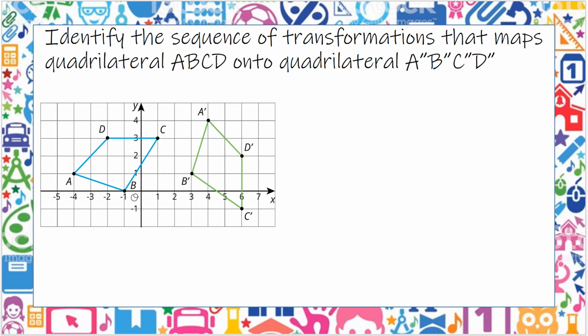Identify the sequence of transformations that maps quadrilateral ABCD onto quadrilateral A prime, B prime, C prime, D prime. Okay, so the first thing that I notice is that C was up here. Okay, it was up here. And then it's down here. So I'm going to follow letter C. Because if I could stick with one point, usually I can find out how it moves. And we can figure out what the transformation is for these.